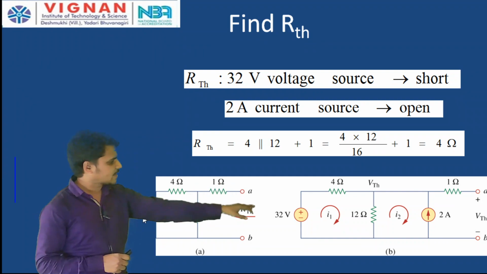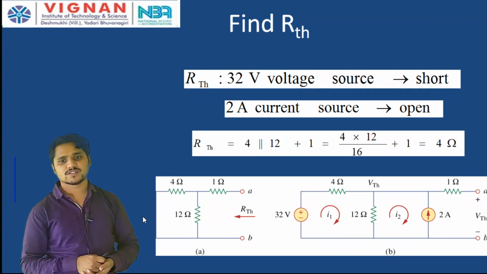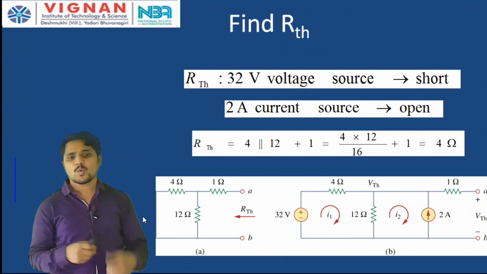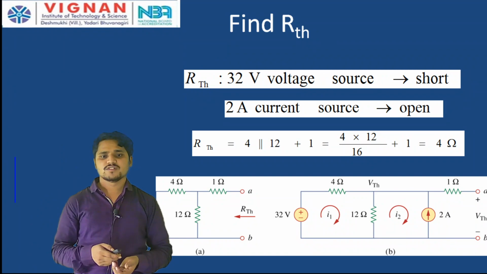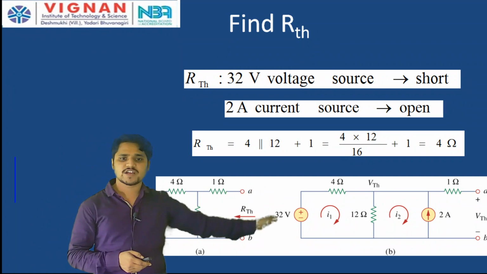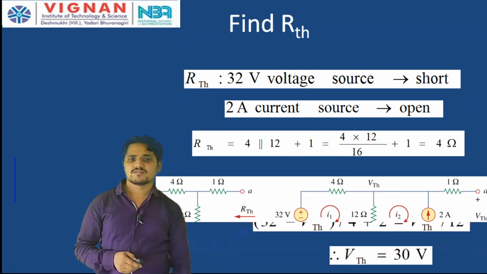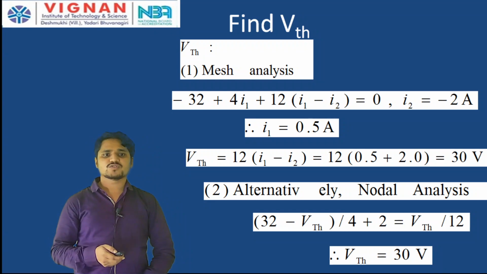Now, how to find the open circuit voltage? For this network, whatever technique you want to use, you can use. Here we are using mesh analysis. Let the current flowing in the first mesh be I1 amperes and the current flowing in the second mesh be I2 amperes.